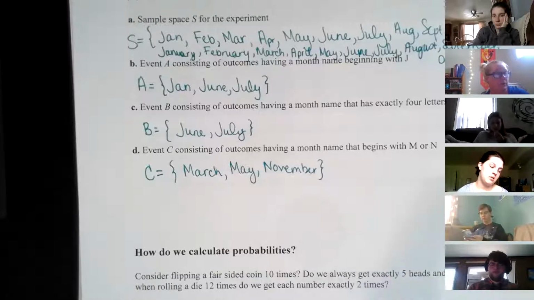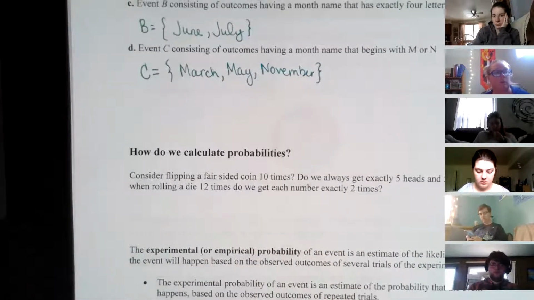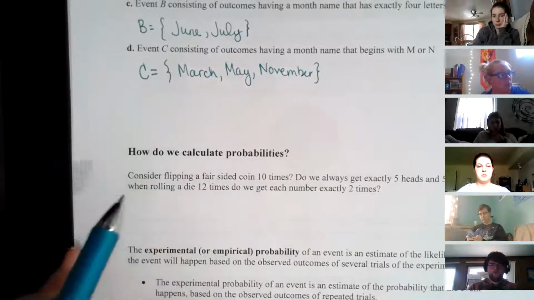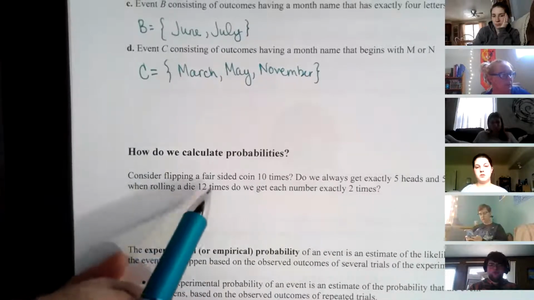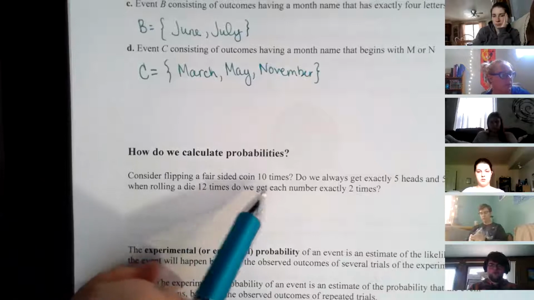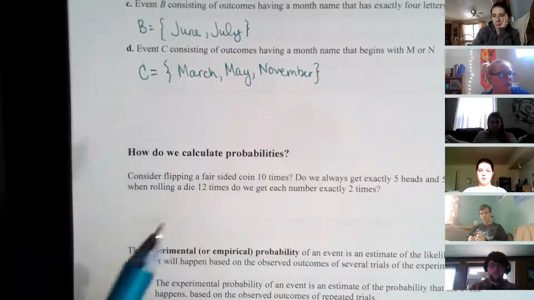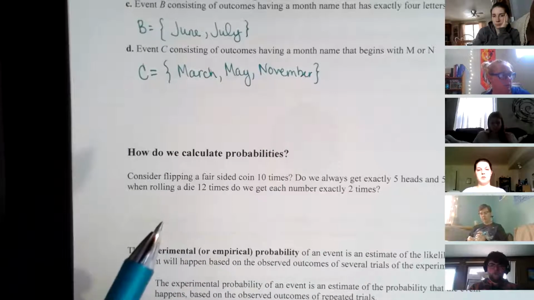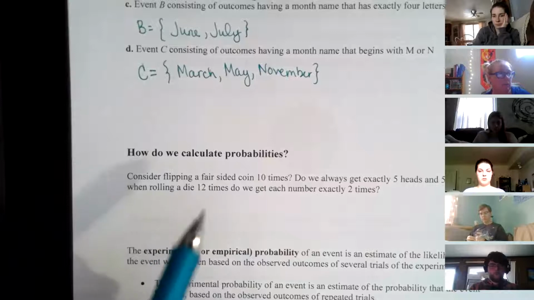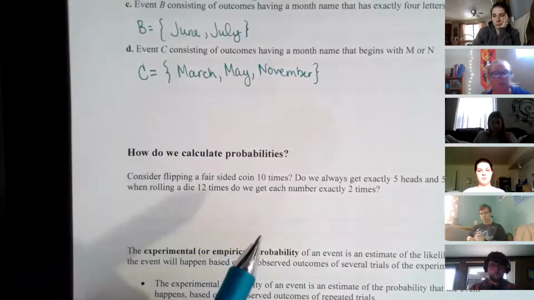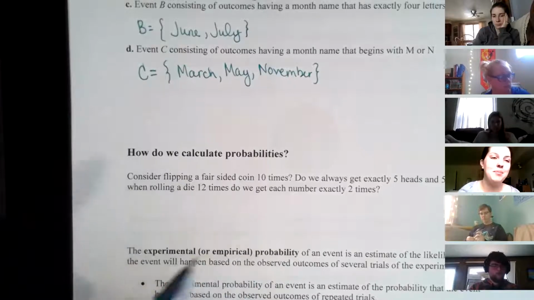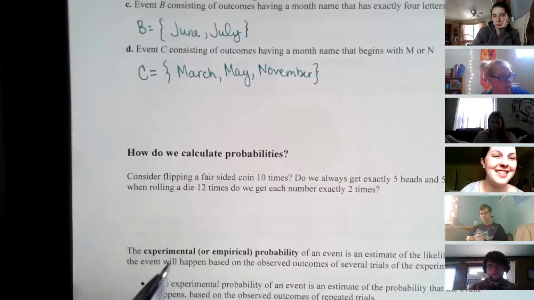So now going to your question, how do we calculate probabilities? If we consider flipping a fair coin 10 times, would we always get exactly 5 heads and 5 tails? No. Or rolling a die 12 times, would we get each number exactly 2 times? You could, but probably not.